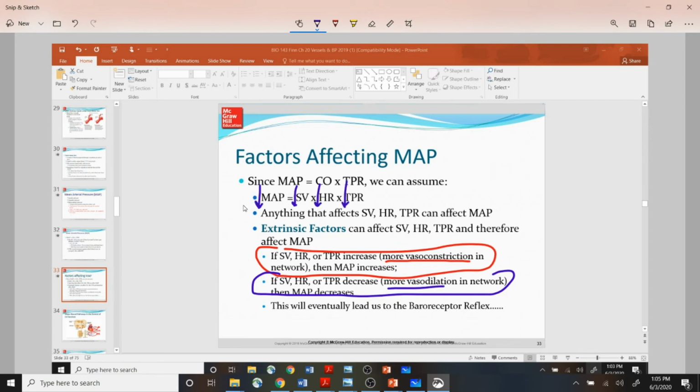And that's one thing when you're learning about this, you've got to know in your mind that if there's less blood leaving per beat, stroke volume, if there's less heartbeats, if there's more vasodilation, which leads to less total peripheral resistance, that will decrease your blood pressure. Or vice versa, if any of these three increase, that will increase your blood pressure. You've got to know that. But then that's going to get tied into the baroreceptor reflex.